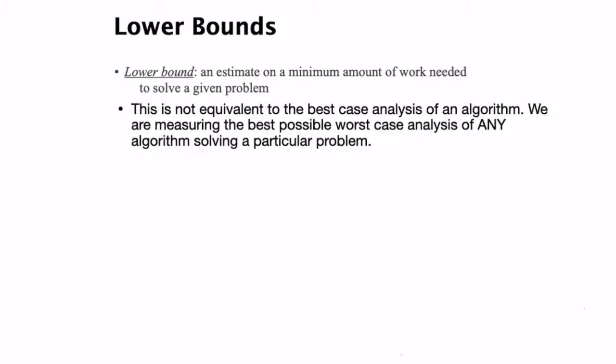Note that this is not equivalent to the best case analysis for a particular algorithm. In best case analysis, we are measuring the minimum amount of operations that an algorithm does to compute a particular problem, while here, we are measuring the best possible worst case analysis of any algorithm for a particular problem. To explain that further, suppose we have a problem P with a corresponding algorithm called alg1.